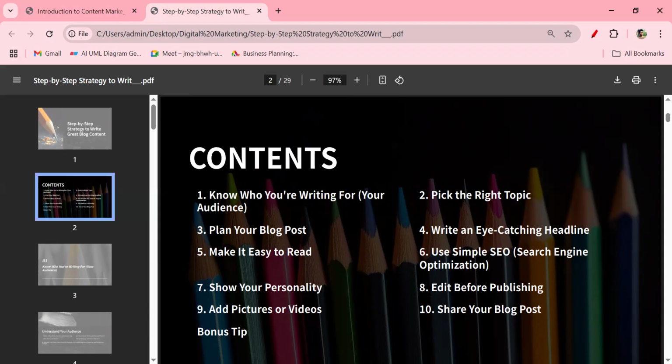After making the proper blog, you have to recheck the font size, color, and designing part, and after editing everything and completing the finishing part, then you can publish. Add pictures and videos, and share your blog post.